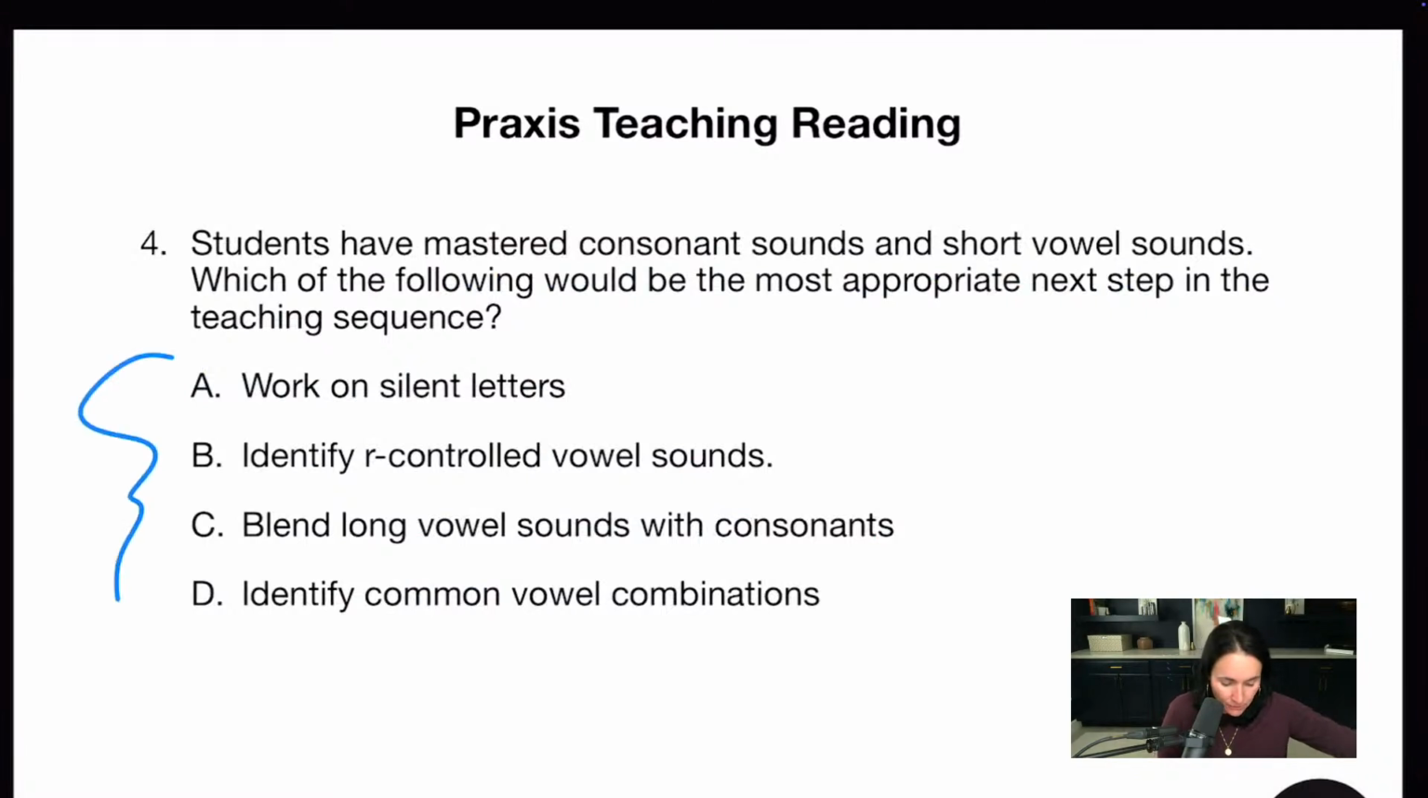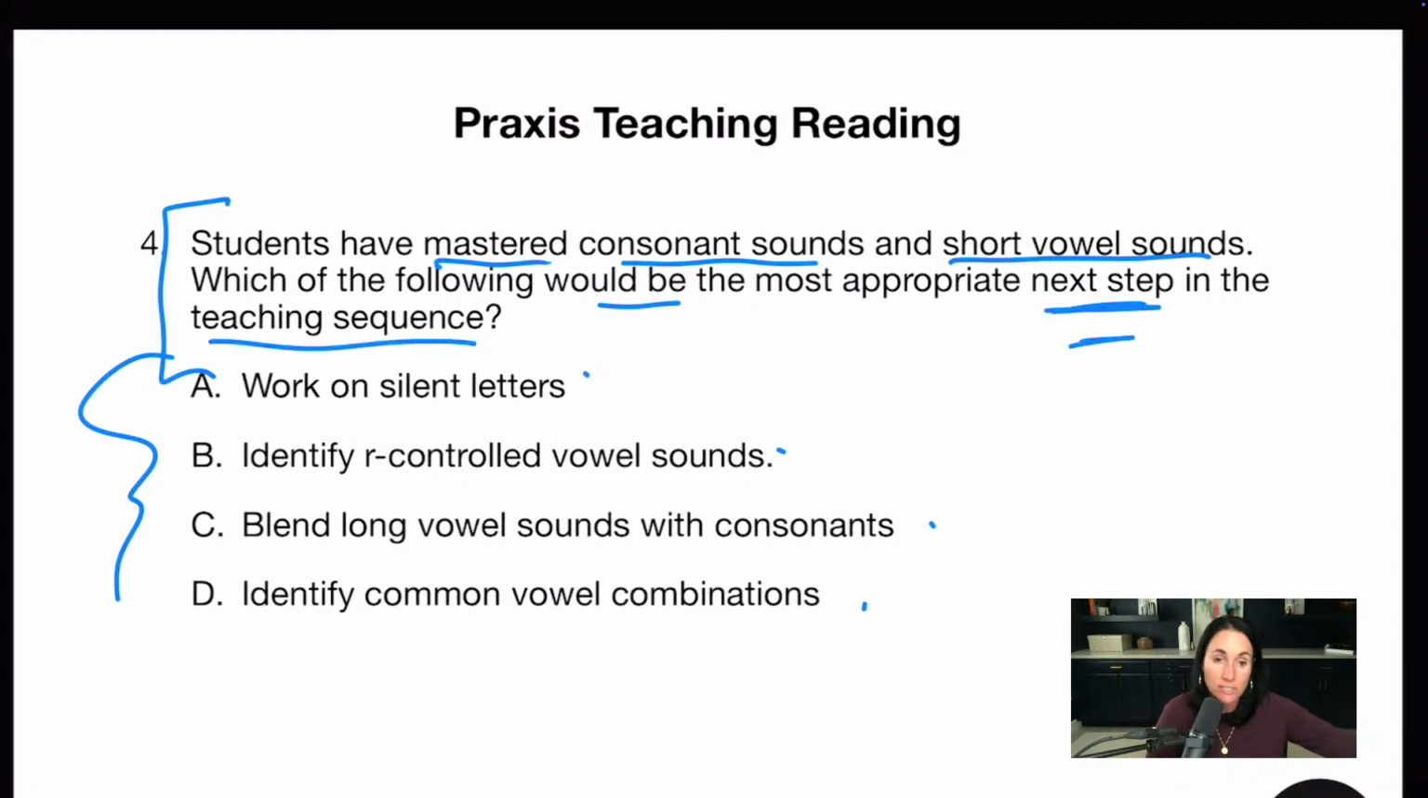All right, let's have a look at the answer choices. Silent letters, R-controlled vowels, blending long vowel sounds, and common vowel combinations. Okay, those are just skills. I'm going to have to figure out what skills students are doing. Students have mastered consonant sounds and short vowel sounds. Which of the following would be the most appropriate next step in the teaching sequence?